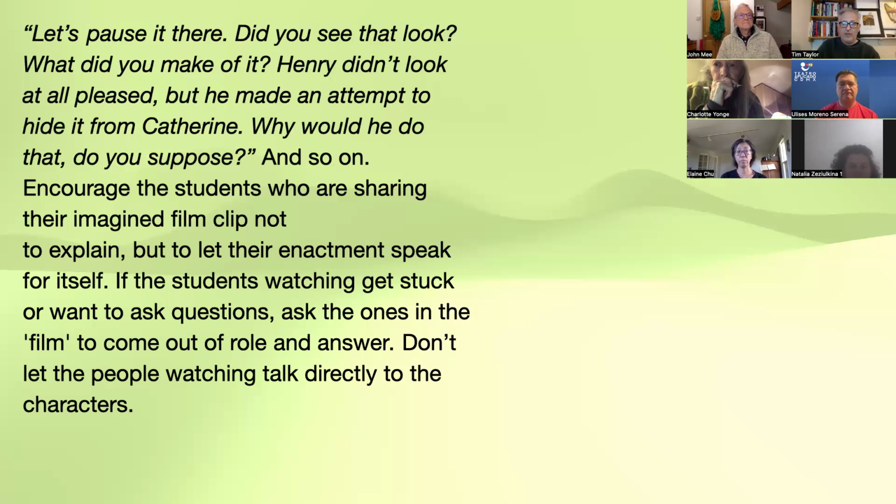So if Catherine's holding the baby and she's not looking at Henry and Henry's sort of leaning over her shoulder, that's what we've got. We can't talk to them and say, why are you doing that? Or what are you thinking? Or what are you going to say? We can't do that, because as soon as we do that, it doesn't become a film clip anymore. Now it just becomes the people in the film clip explaining what they're doing. So I tend to say to them, right, you can't talk as the characters.